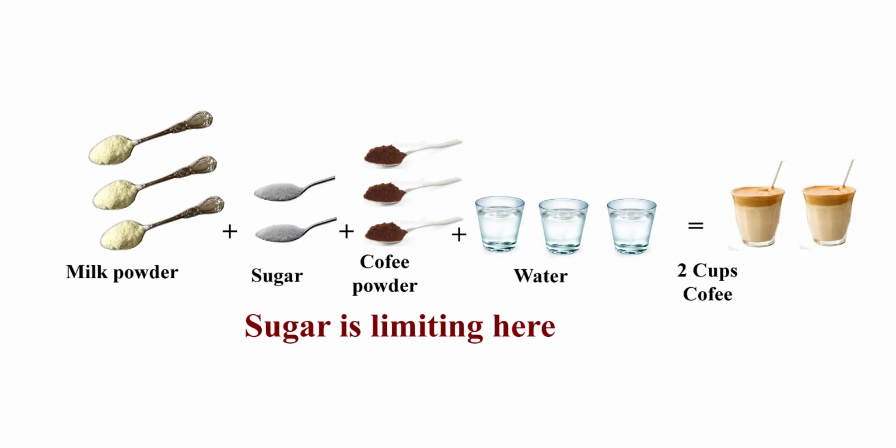But you haven't taken 3 spoonfuls of sugar. You have taken 2 spoonfuls of sugar. In that case, you can't get 3 proper cups of coffee. You will get 2 cups of coffee because there is a scarcity of sugar. So in that case, sugar is the limiting reactant.